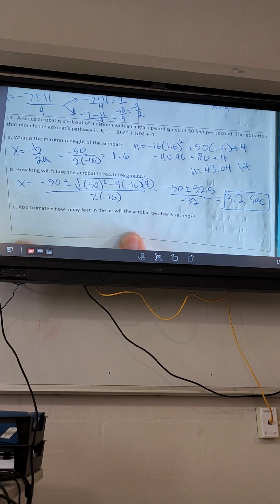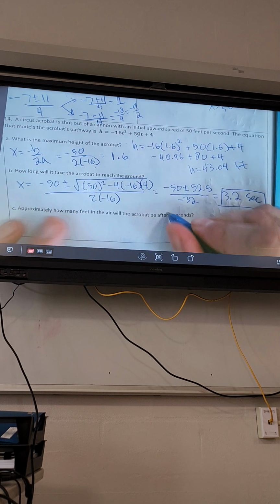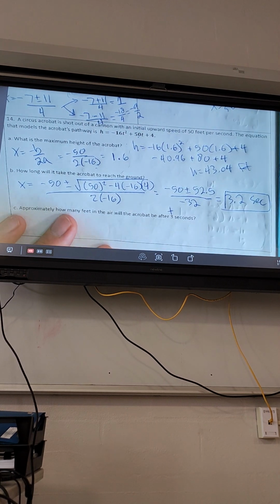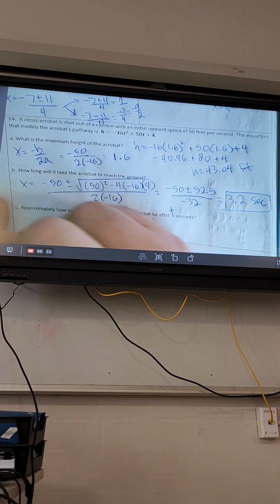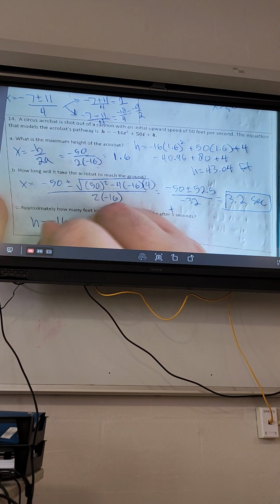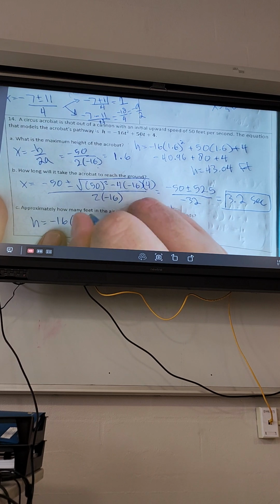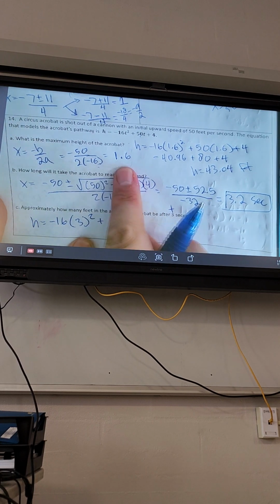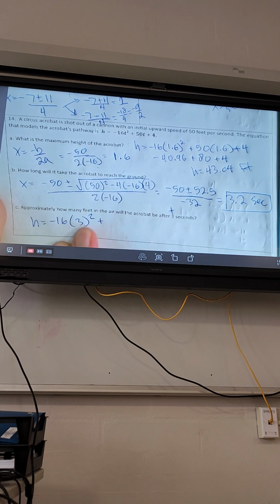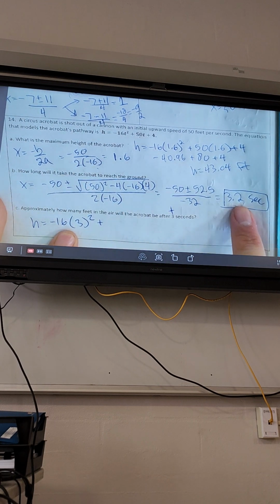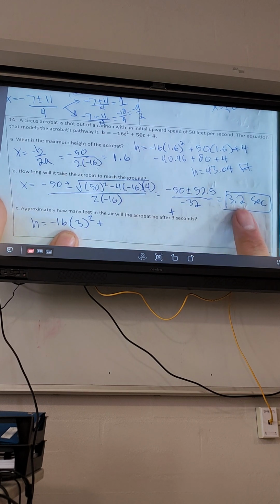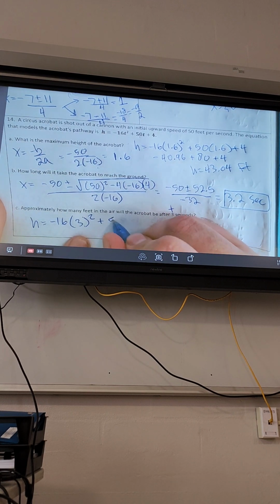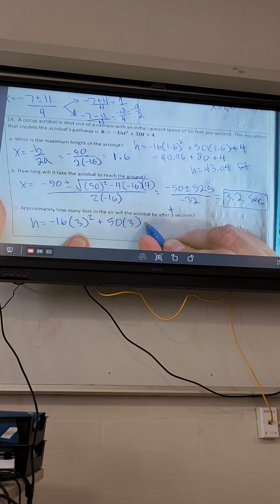Last one: approximately how many feet in the air will the acrobat be after 3 seconds? What you're going to do is substitute 3 seconds for t. Guys, you're fine. You don't have to start packing up. Relax. So h equals negative 16, 3 squared. Instead of substituting 1.6 like we were doing before, we want to see how high we are at 3 seconds, which, as you can see, is very close to the ground, before he reaches the ground. Plus 50 times 3 plus 4.